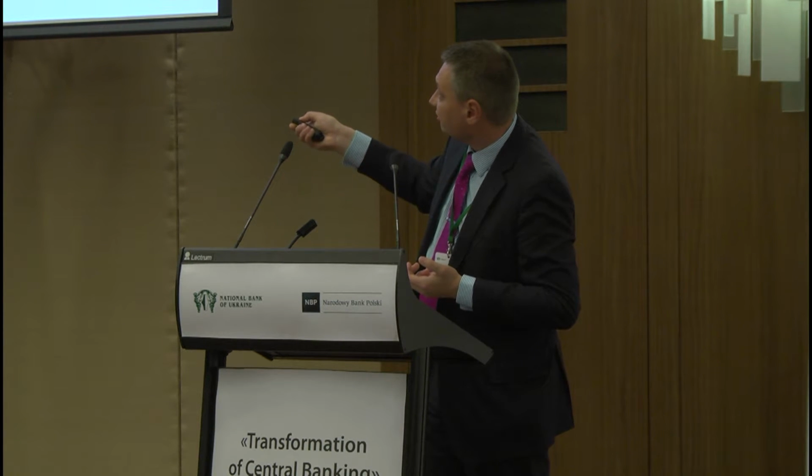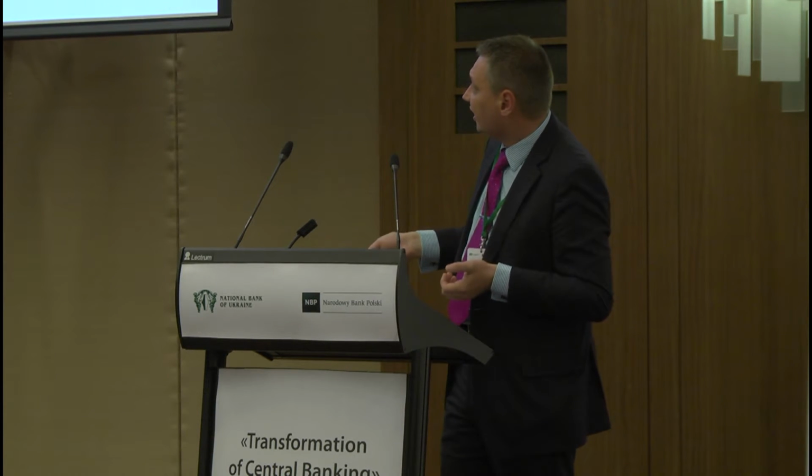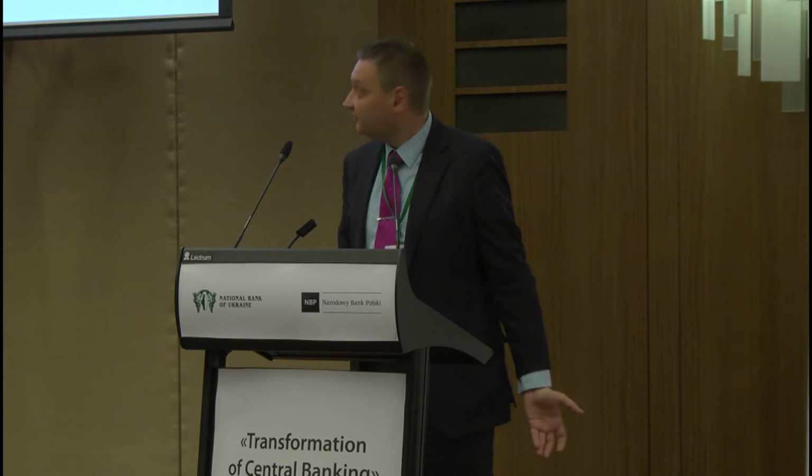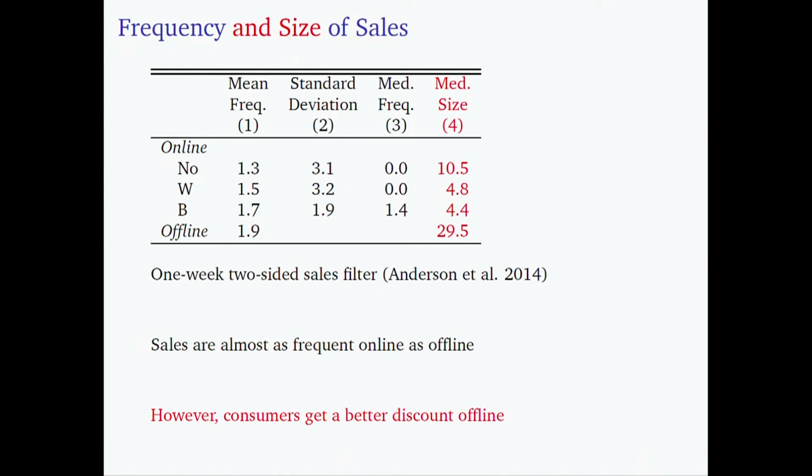So we check no weight within, good weight between, and it is almost 2%. When we compare it to offline, the frequency of sales is almost the same, like 2%. When we look at the median size of sale, we observe offline sales of about 30%, while for online sales, if you use our between weights, it's just 4.4%. The immediate answer: the frequency of sales online and offline is the same, but as for the size of sales, if you're looking for a sale online, it's maybe not a good idea.